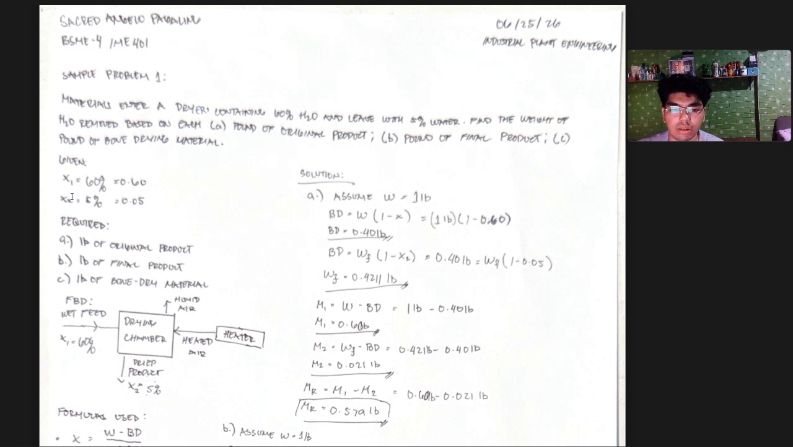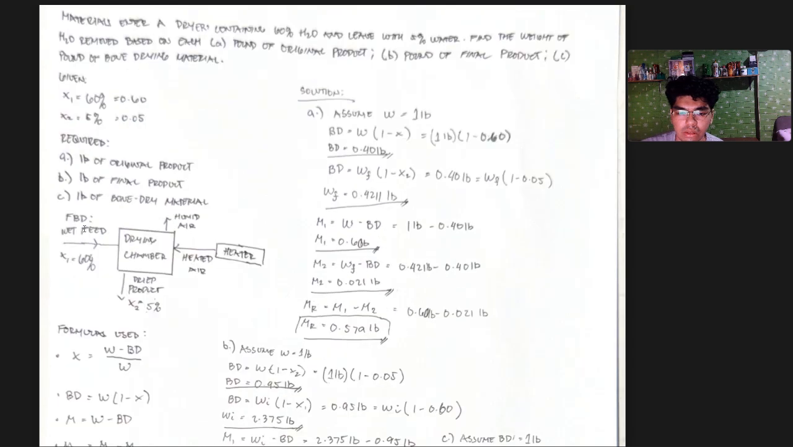For the given, we have the initial moisture, which is 60%, converted into decimal, 0.60. Then the final moisture, which is 5%, converted into decimal, is equal to 0.05. For the required, we must find the pound of original product, pound of final product, and pound of bone drying material. This is our free body diagram.